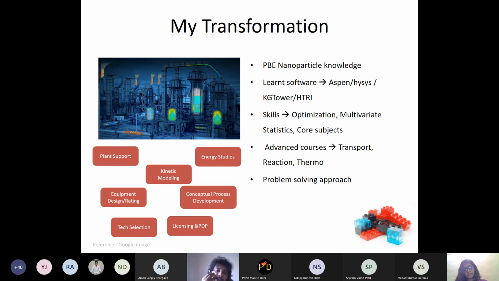Then I worked in energy studies, where you optimize the columns and reduce the utilization of steam, which adds to sustainability and reduces the energy intensity of the plant. Then I worked in conceptual process development, where what you learned in your B.Tech and your masters comes into play, from thermodynamics to transport to mass transfer, what the overall cost is, what the overall value chain is. That's how I learned step by step in different scenarios, and this sharpened my problem solving approach.